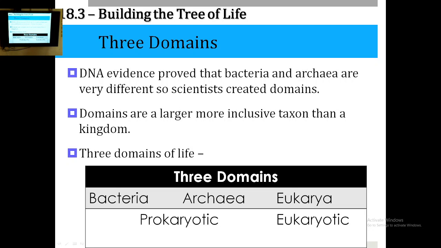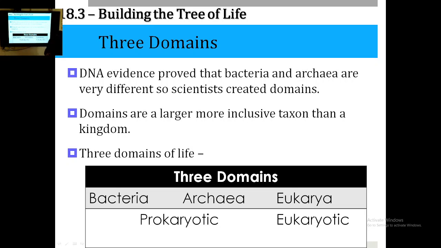DNA evidence proved that bacteria and archaea are very different, so scientists created domains. Domains are larger, more inclusive taxa than the kingdom. When we classify organisms according to the presence of the nucleus, we classify them into 2 categories. The first is prokaryotes and the second is eukaryotes. The prokaryotes lack a nucleus while the eukaryotes contain a nucleus. And the prokaryotes contain the bacteria and archaea.